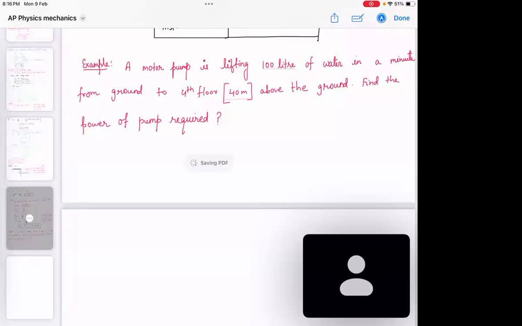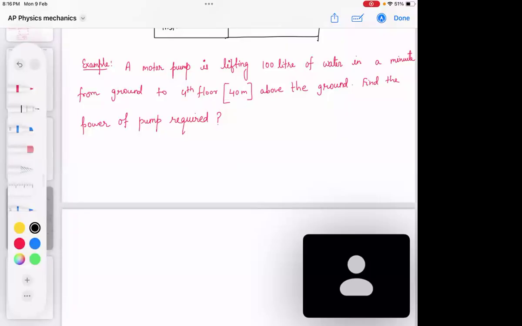Sir, we should consider 1 liter as 1 kg. Yes, it is water, right? So in case of water, 1 liter will be equal to 1 kg. Because when you calculate the mass of water, you write density into volume, isn't it? And the density of water is 1000 kg per meter cube. And I want to calculate the mass of 1 liter. 1 liter is 10 to the power minus 3 meter cube. So the meter cube gets cancelled out, and 1000 and 10 to the power minus 3 also cancel out.